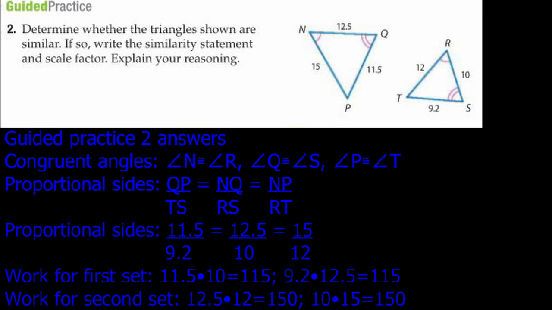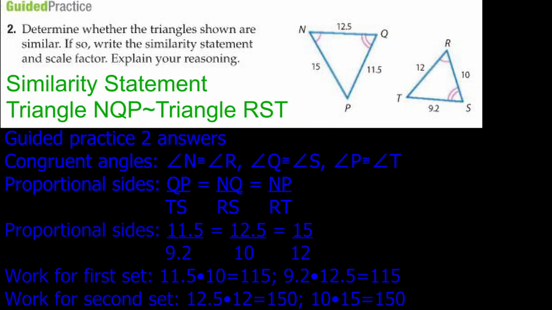We already wrote up top that all the angles are congruent. Therefore, we can write the following similarity statement, which should be popping up in green up here. Similarity statement states triangle NQP is similar to triangle RST. And the reason why it's NQP is because when we wrote our angles down there, where it says congruent angles, we put N, then Q, then P on the left. So we had to rewrite it in the exact same order. N, then Q, then P.